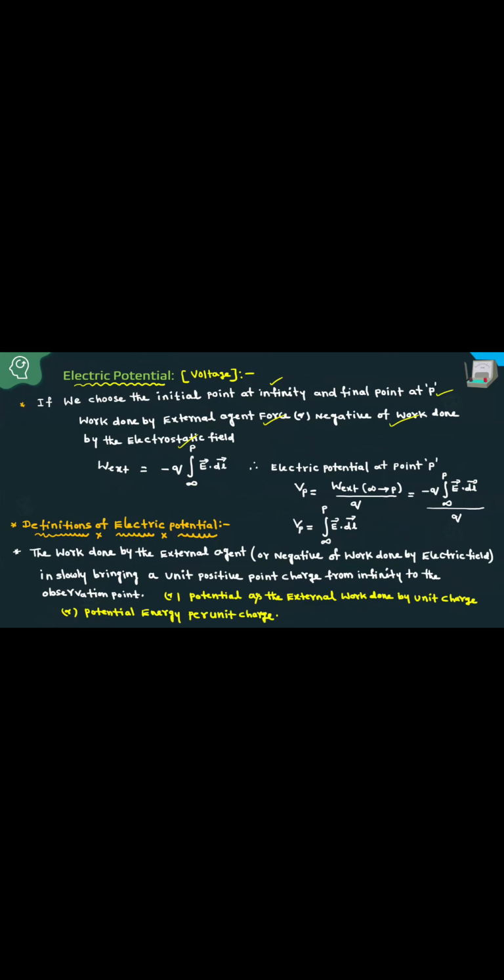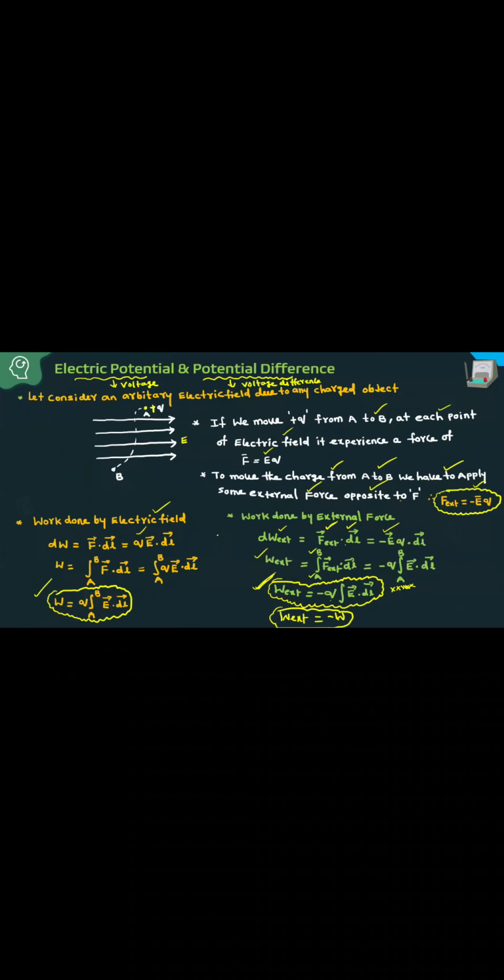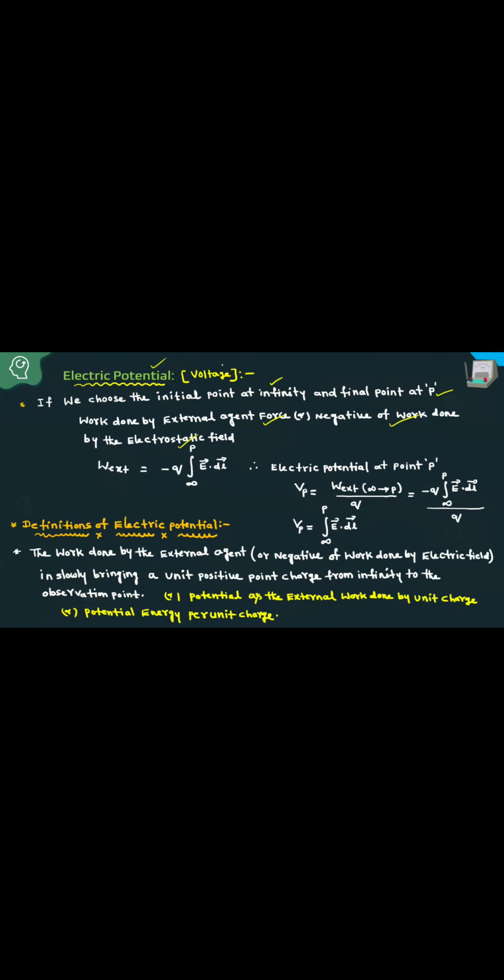W external equal to minus Q, infinity to B. Instead of A to B, in order to define the potential, or the voltage, we are moving the charge from infinite position to point B. Actually, here I gave A to B, but to define the potential, let us assume that the charge is at infinite position. Then this is the W external.